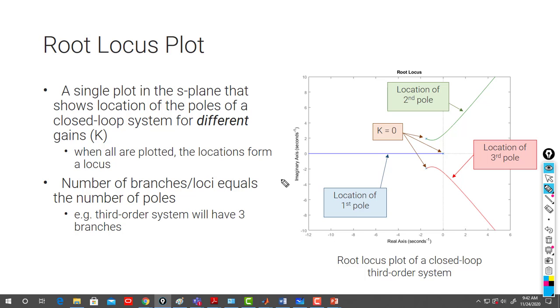When I find y over r, the closed loop transfer function, it should be a third order system because I have 3 branches. This is a very important point. You can extract it from the plot itself. In this case, a third order system will have 3 branches. This is the location for the first pole, second pole, third pole.